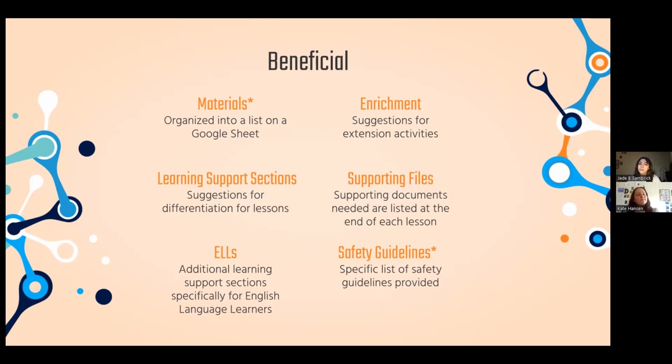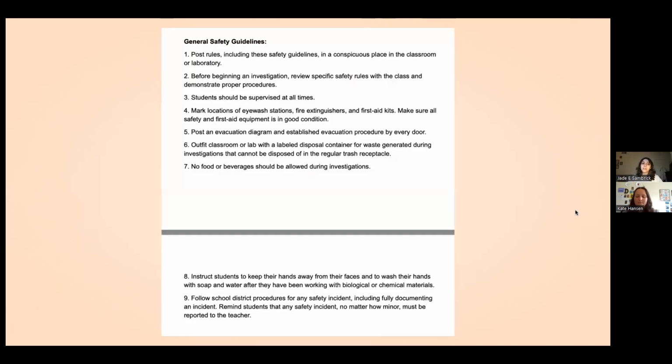There also are supporting documents that are listed at the end of each lesson. So once reading through the lesson, the educator can just click to a link directly at the end of each lesson that takes to any worksheets that they would need to go with that lesson. Next, there's a very specific list of safety guidelines that's provided. So educators have clear-cut what they should look for with safety. There are 9 different guidelines.